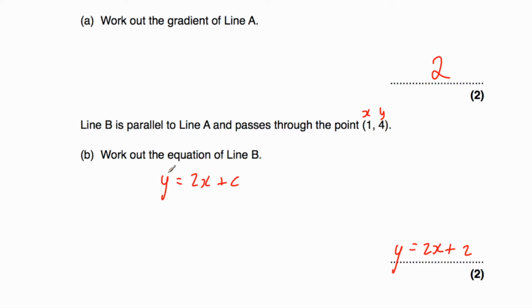So let's have a look at this. So we've got y equals 2x plus c. We know that our x coordinate is 1 and our y coordinate is 4, so let's substitute in 4 for y. So we'd have 4 equals 2x, well x is 1, so that's 2 times 1, and 2 times 1 is 2, and then we've got plus c.